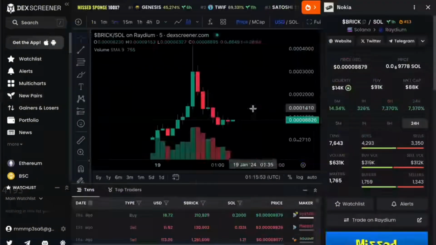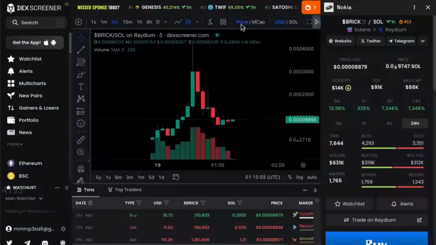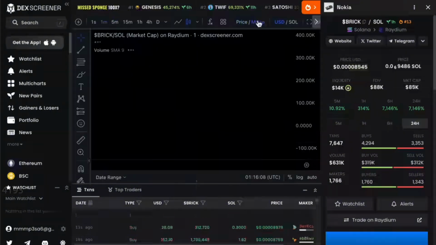And what I like to do with these charts is change at the top to market cap rather than price. Market cap is much more important. These zeros, 0.0000, you can't make heads or tails of these. It gives you no idea what's going on. The market cap is the key. That's the number you want to look at. So you click on market cap.